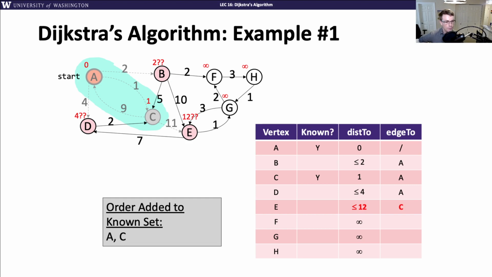Now we continue. The next node in our distance map that is not known and has the shortest distance is B. So we add B to our known set and update all of its neighbors. We update F to have distance 4 because the distance to B is 2 and the edge weight from B to F is 2. We update F to be 4, and we say we came there through B. Now, B has another out neighbor, C, but we already have that in our known set, so we're not going to touch that at all.